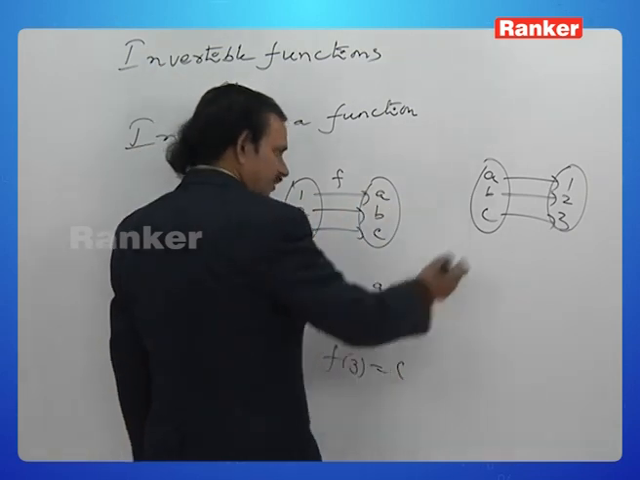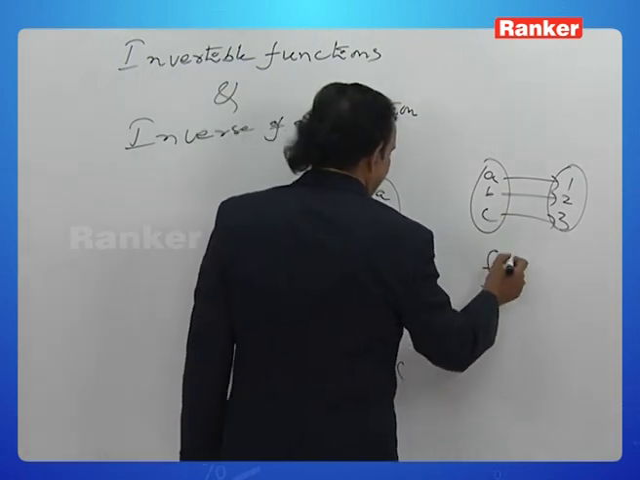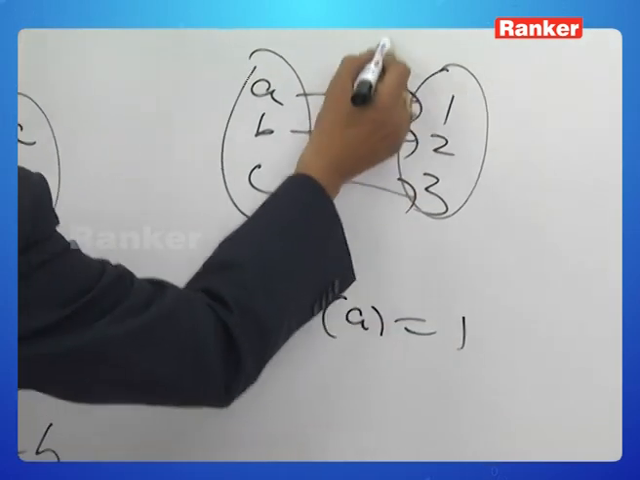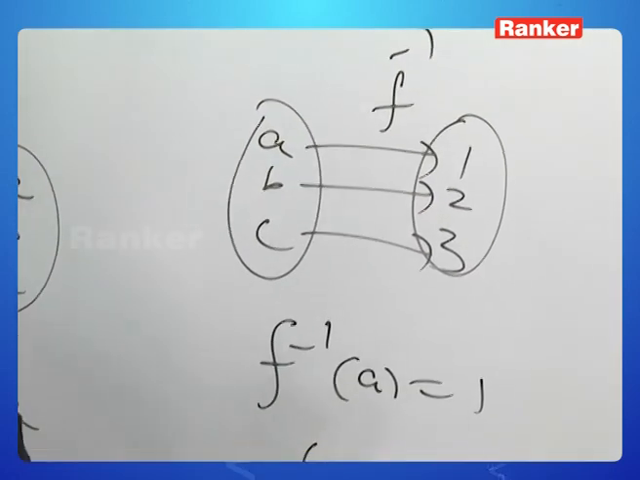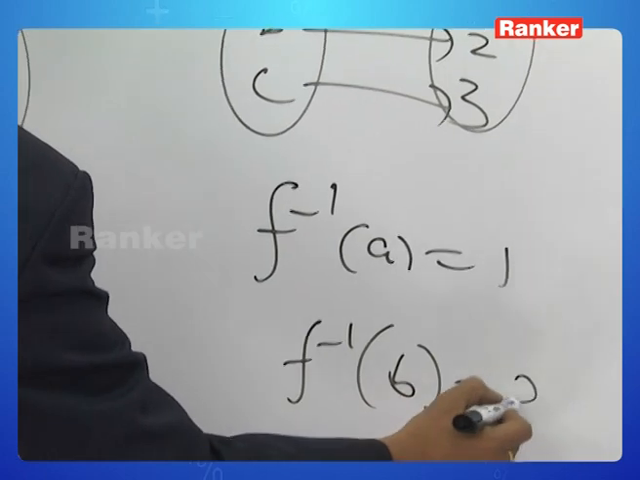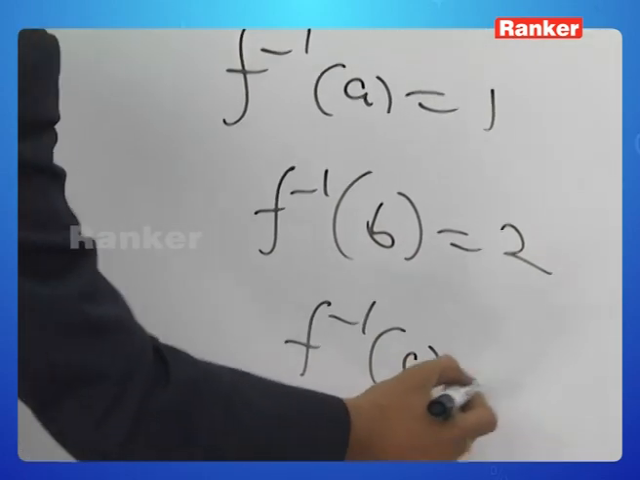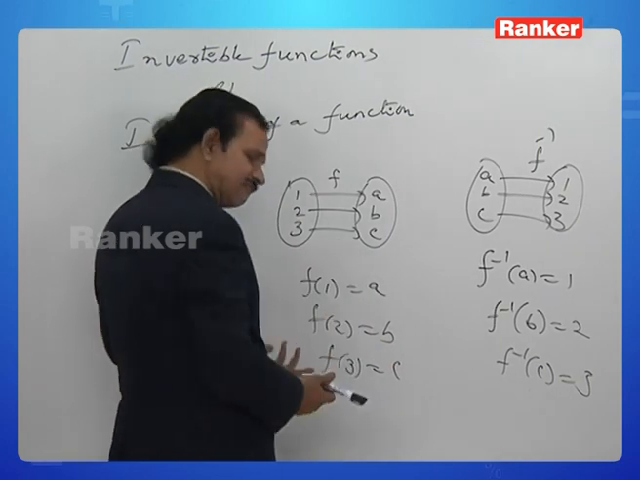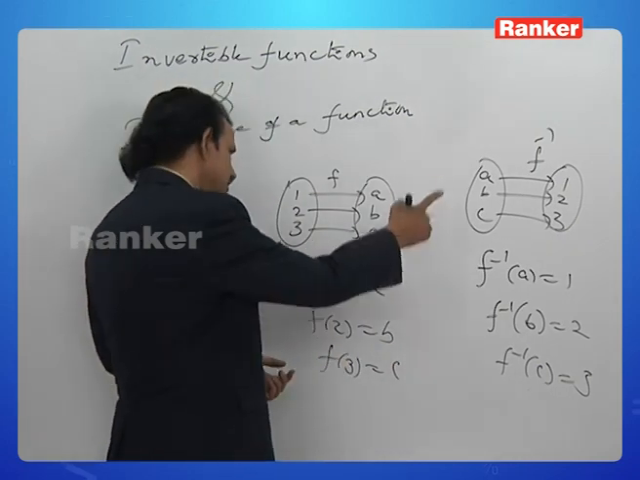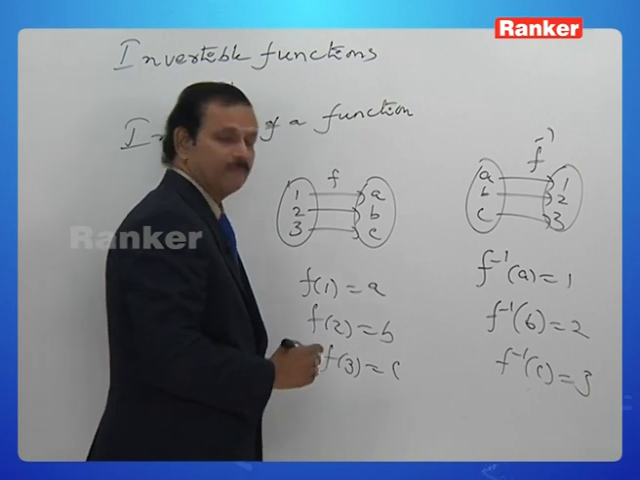In this way, in this diagram we say that F inverse of A is 1, F inverse of B is 2 and F inverse of C is 3. Is it a function? Of course. This is a bijection, that is why that is also a function.